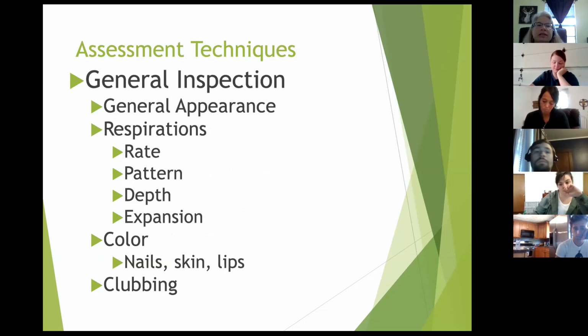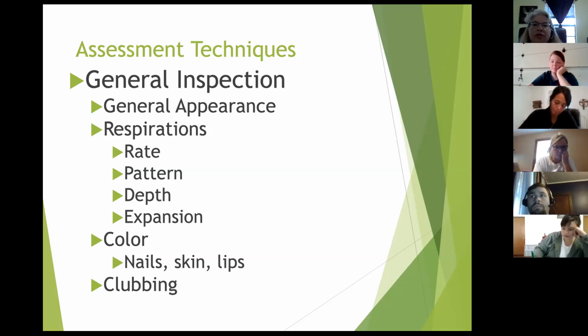Okay, so general inspection, we're going to look at a couple of things. We're going to look at their general appearance. As we talked about with the skin last week, we're going to look at their skin and see if they have those pink undertones. To do this, especially with a person who has darker skin tones, you're going to be looking at things like their fingernails, the palms of their hands, and their lips. We want that all to be pink.